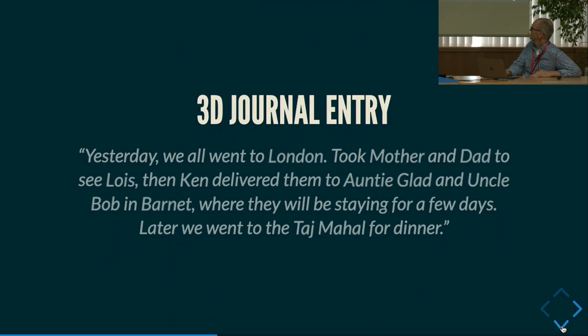So if we go back to this journal entry again, and just have a look and see. We've got some things that I would say we're going to find in DBpedia or Wikipedia. So we've got London, Barnet, which is a suburb of London. We'll find lots of information about that. Taj Mahal. Okay, well, I know that that's not the Taj Mahal. That's a restaurant. So I'm not going to look for that on DBpedia, but maybe I could create an entry in Wikidata if there isn't one already.